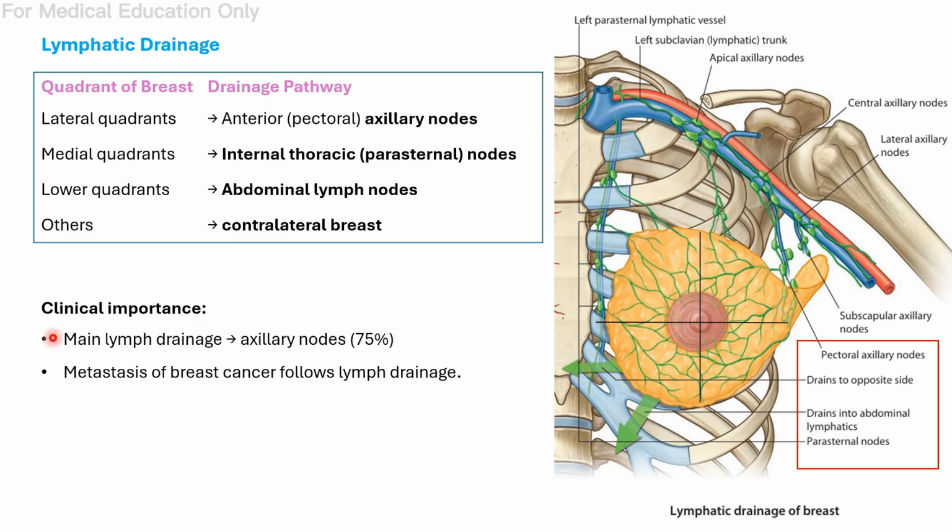And there is some clinical importance. The main lymphatic drainage is to the axillary nodes, 75%, and metastasis of breast cancer follows lymphatic drainage. Also you can see these are the two main veins, the axillary vein and the internal thoracic vein. The internal thoracic lymph nodes lie along the internal thoracic vein, and the axillary lymph nodes lie along the axillary vein.